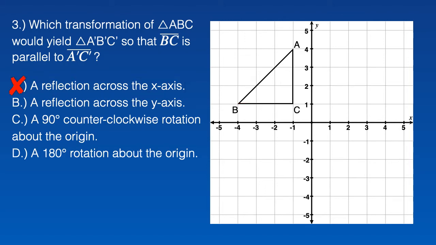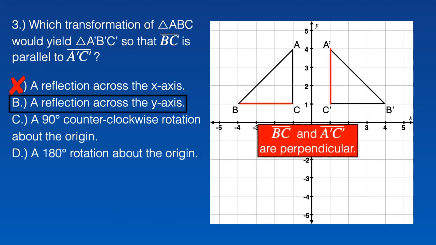Let's look at letter B. Letter B says a reflection across the y-axis. So if I reflect the pre-image across the y-axis, I'm going to get this image. Again, let's look at the sides that they're talking about. Side BC and side A prime C prime are once again perpendicular. So this one is also wrong.